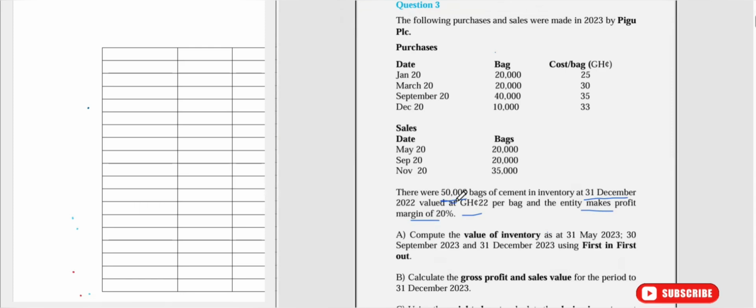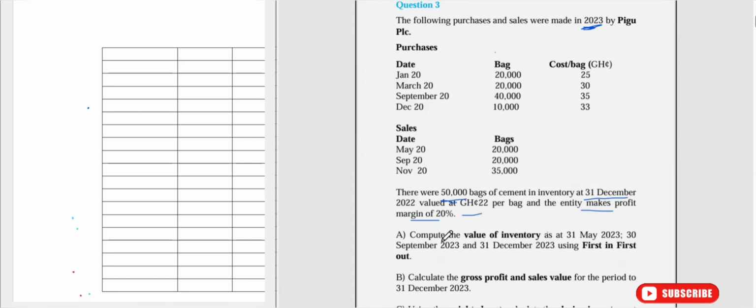So this 50,000 bags is the opening inventory. Why is it opening? It is as at 1st December 2022, and these purchases and sales were given in 2023. So if you compare, you realize that this 50,000 is the opening, right?